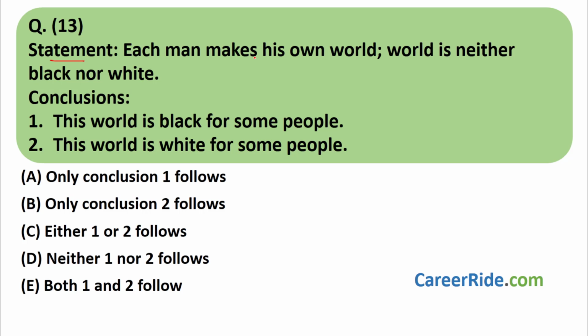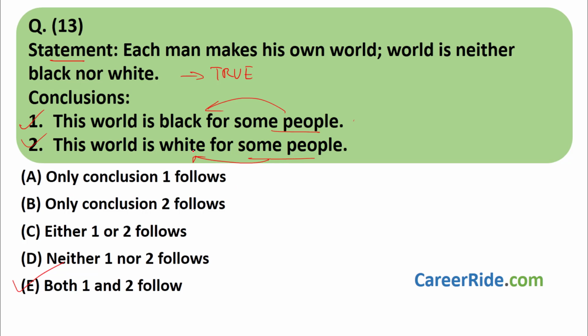Here the statement is each man makes his own world. World is neither black nor white, okay? So this has to be true, that the world has no color, world is neither black nor white. And every man his own opinion, every man can make his own world. So as per conclusion, this world is black for some people. Yes, that means some people can make their own world black, or consider their world as black, okay? And this world is white for some people. That means some people might consider the world as white, right? So everything is possible because every man can make his own world. They have already given that. So that means that this is correct as well as this is correct. So answer is E. Both 1 and 2 follow.